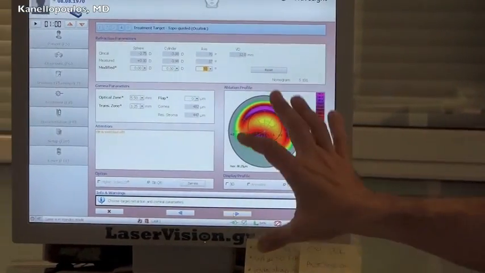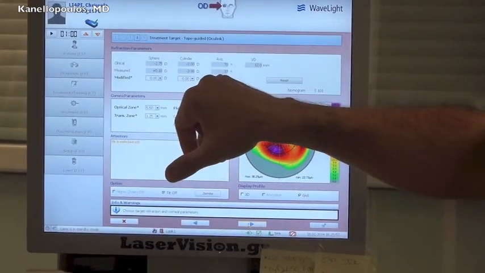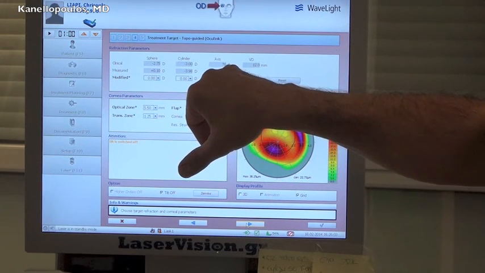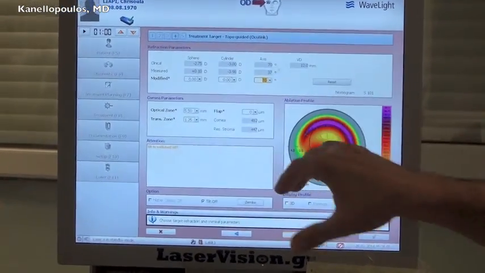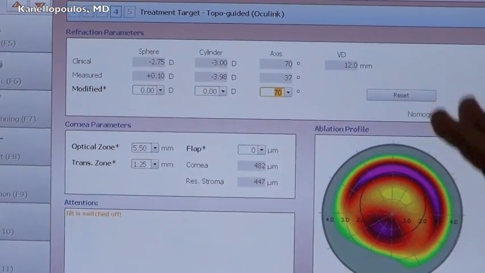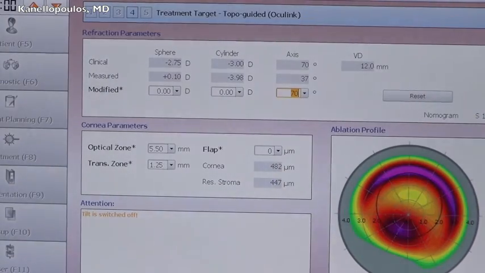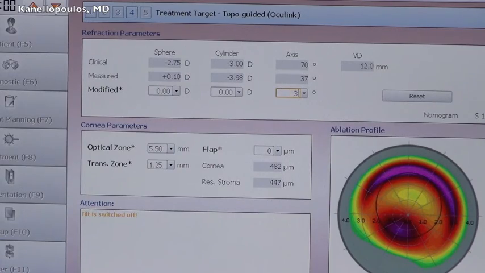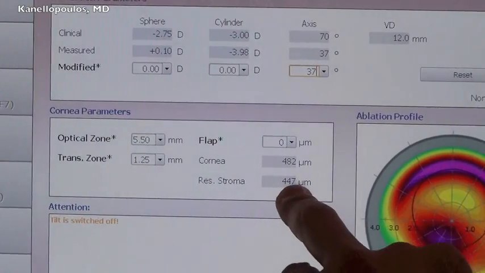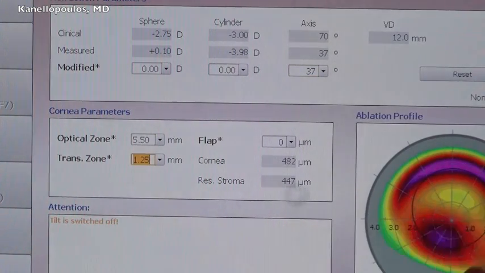So the interesting thing here, this is the most puzzling thing, and we've learned this, or we think we've learned this by experience, is that the topographic cylinder is at 37 degrees, where the refractive cylinder is at 70 degrees. And in these cases, we always respect, which is the only occasion, the topographic cylinder. We will not pay attention to the refractive cylinder, but the topographic cylinder. So we're going to adjust our treatment axis to 37 degrees. And now we see that we have some room to work. We have 447 microns left in the central cornea, even with this adjustment.